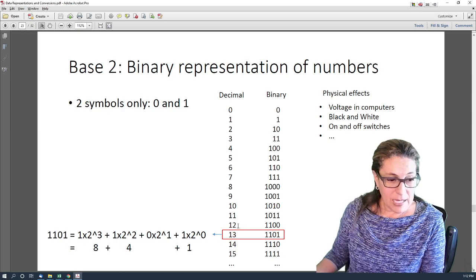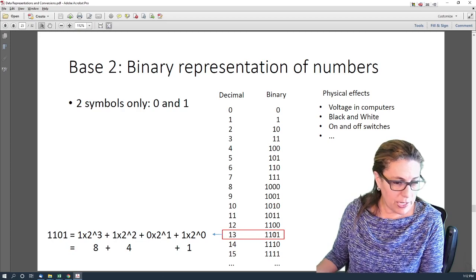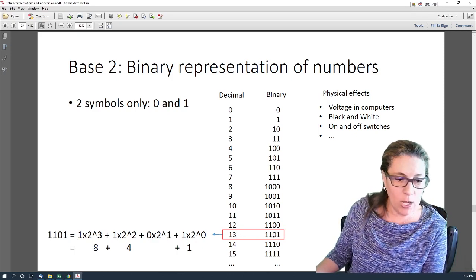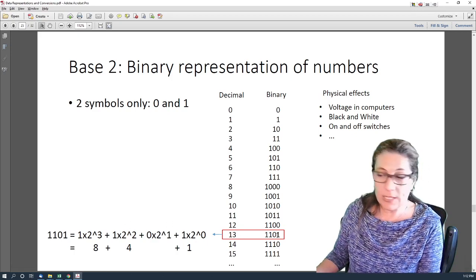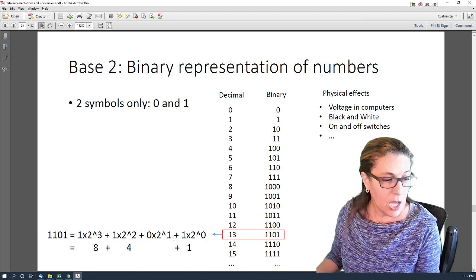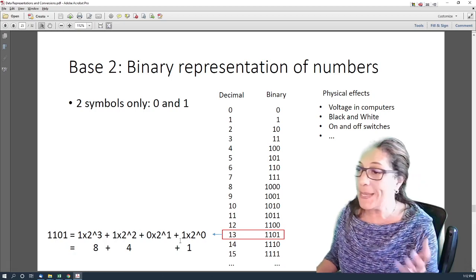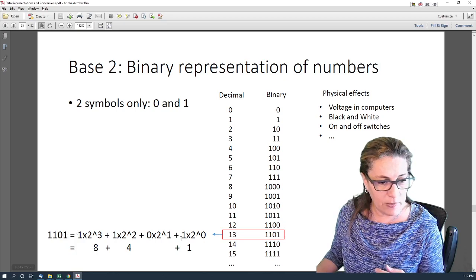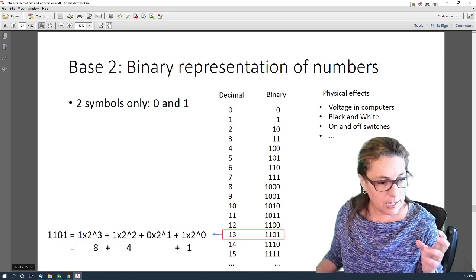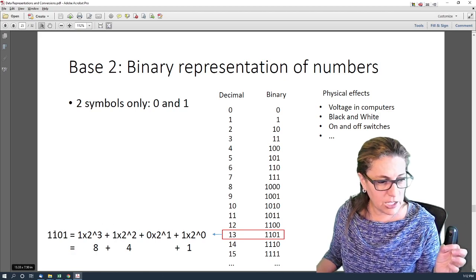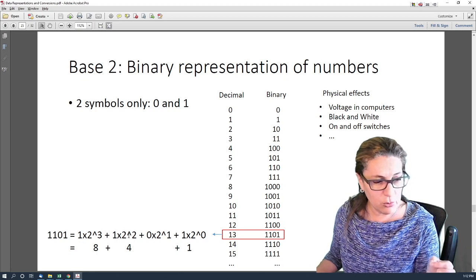Okay, so for example, I'm just going here for the number 13. If you see, for example, 1101, what does that mean? How does that translate to the decimal numbers that you know and love? Well, it's the same thing, except that now it's base 2, right? So it's that bit, that digit over there, 1 times 2 to the 0. The other one, 0 times 2 to the 1. This one over here times 2 to the 2, and the final one on the left times 2 to the 3.